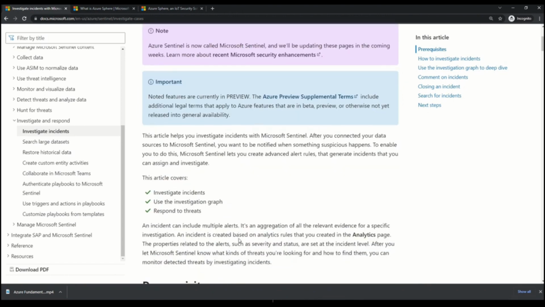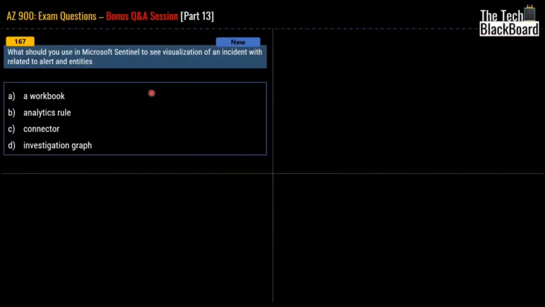Now here, the important keywords that you want to notice are that we are talking about investigation graph, and we are also talking about how it lets you create advanced alert rules. And that's exactly what our question is asking, that we want to visualize an incident and also the alerts and entities. So the correct answer for this question is investigation graph.